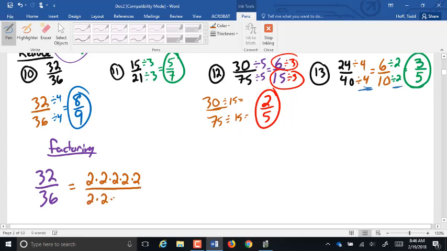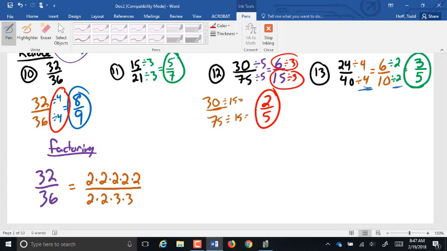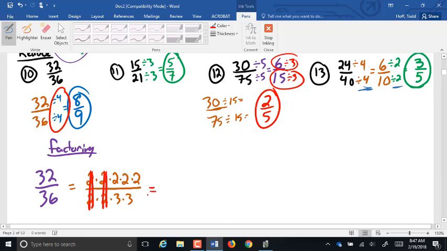36 factors into 2 times 2 times 3 times 3. When I reduce these, we divided by 4 up here to reduce them before, but we could also just look at it piece by piece by eliminating common factors. If I divided both the top and bottom by 2, that just cancels out a 2, doesn't it? I can divide by another 2 because there's another 2 in common. Well, there's nothing else in common, so I can't reduce anything more, but I just multiply them back together.